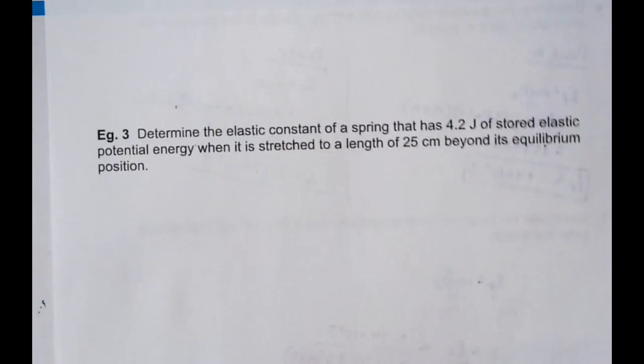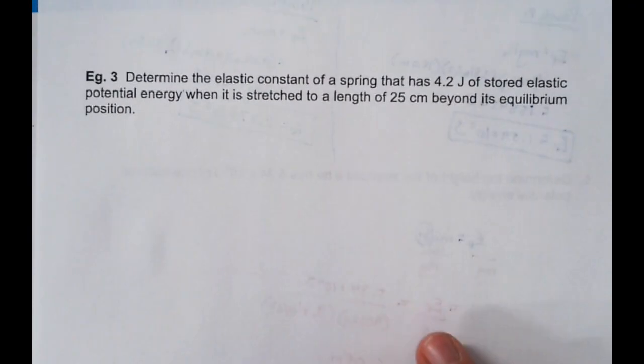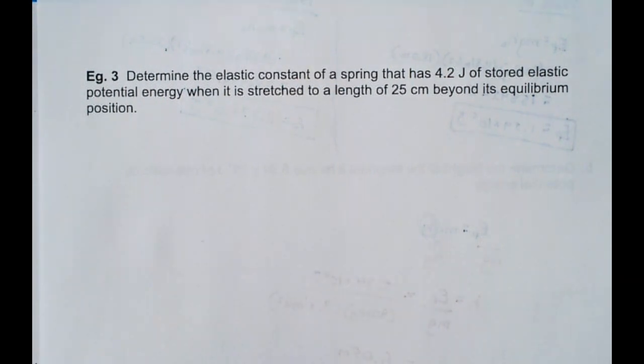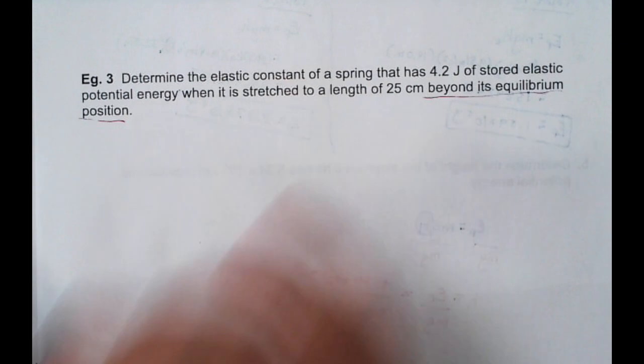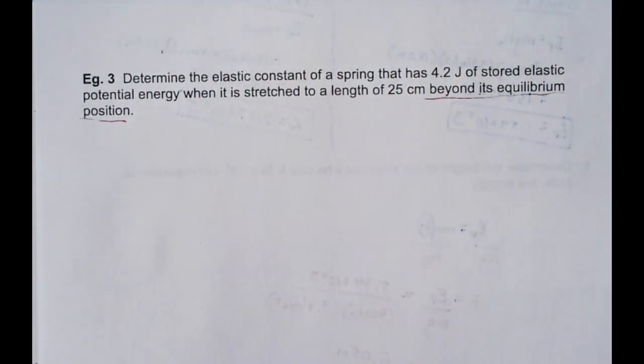Let's do one more with elastic potential energy. In this one, it wants us to determine the elastic constant of a spring that has 4.2 joules of stored elastic potential energy when it is stretched to a length of 25 centimeters beyond its equilibrium position. Again, this here, beyond its equilibrium position, is important. This is like the example I gave earlier. It's not necessarily the distance or the length from the ground or from center. It's from where it is when it's at equilibrium position.